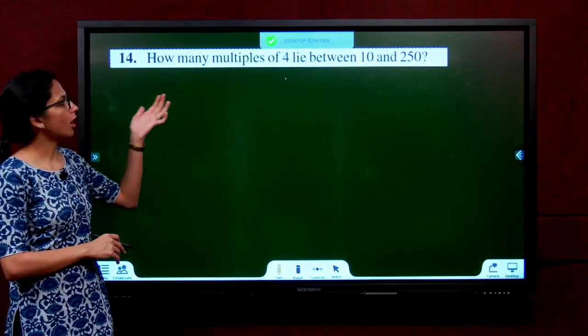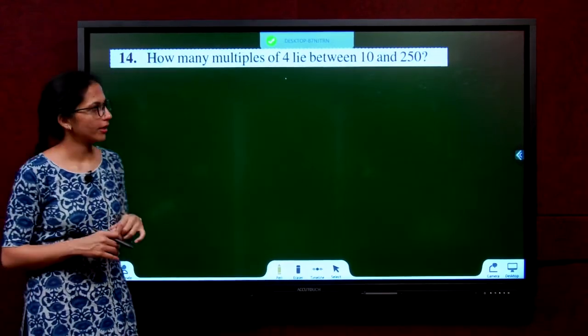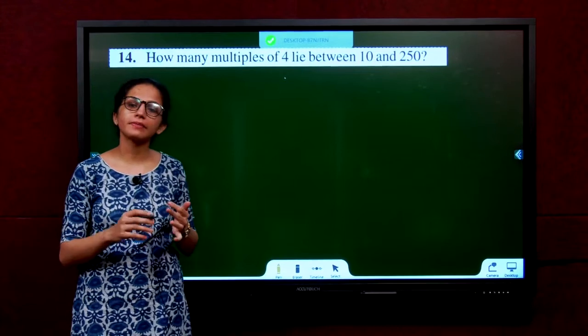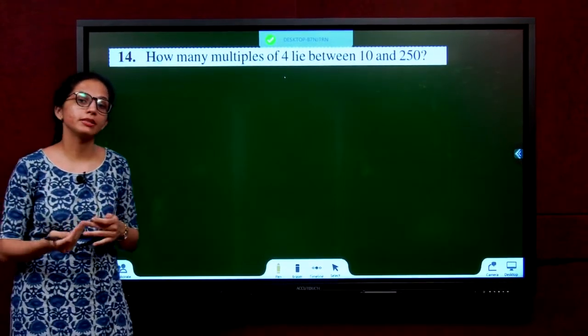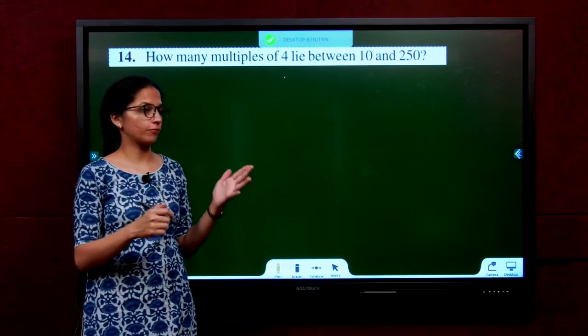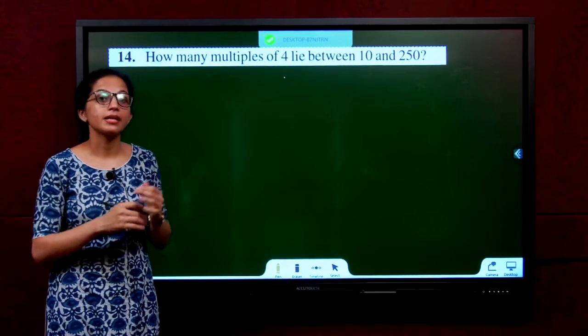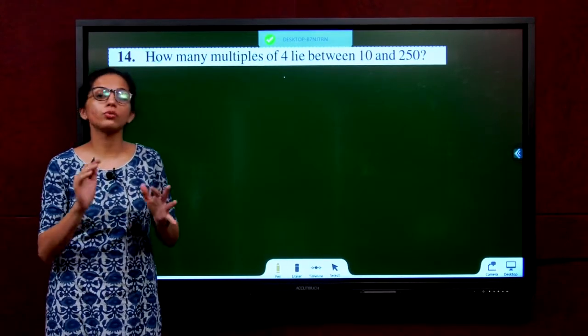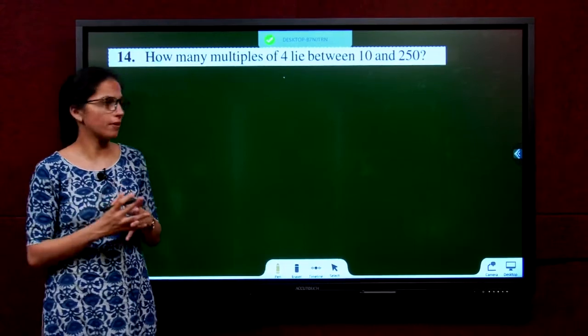14th one. How many multiples of 4 lie between 10 and 250? Multiples, meaning 4 ones are 4, 4 twos are 8. I already taught you the meaning of multiples and factors in the previous question where we saw 6 divided by 2. 6 is divisible by 2. 6 is a multiple of 2. 2 is a factor of 6. Revise that video if you do not remember.